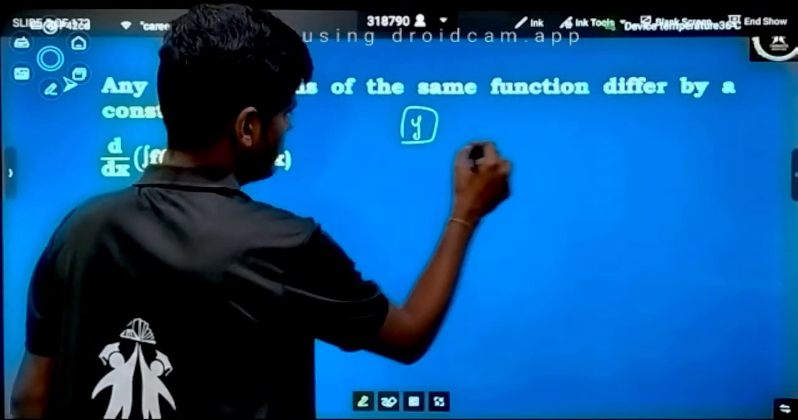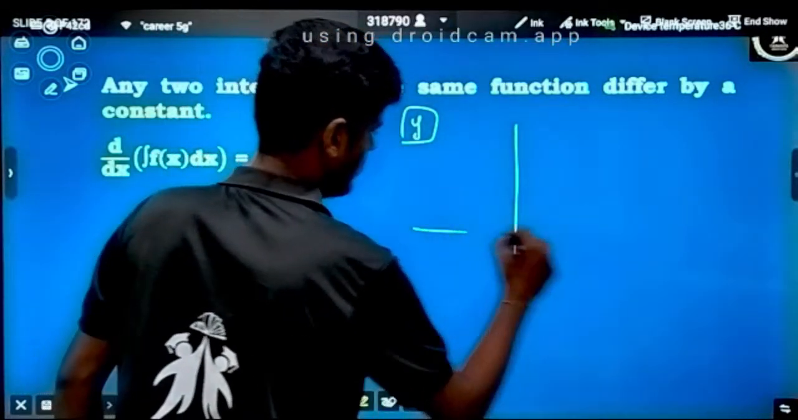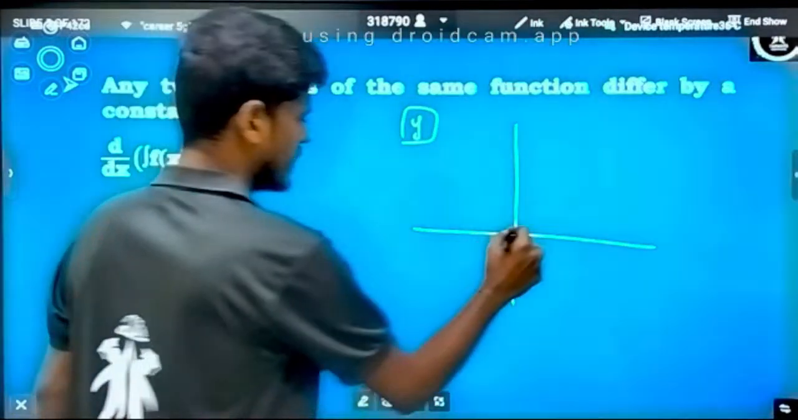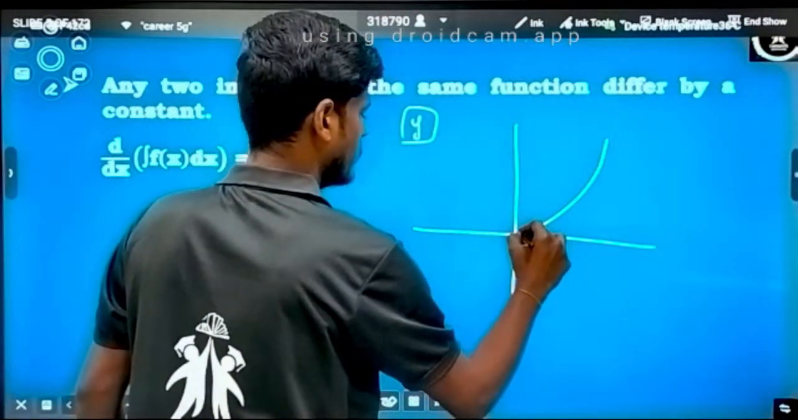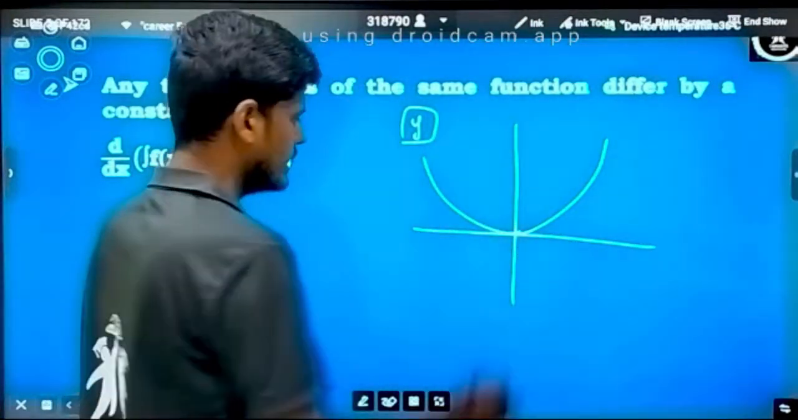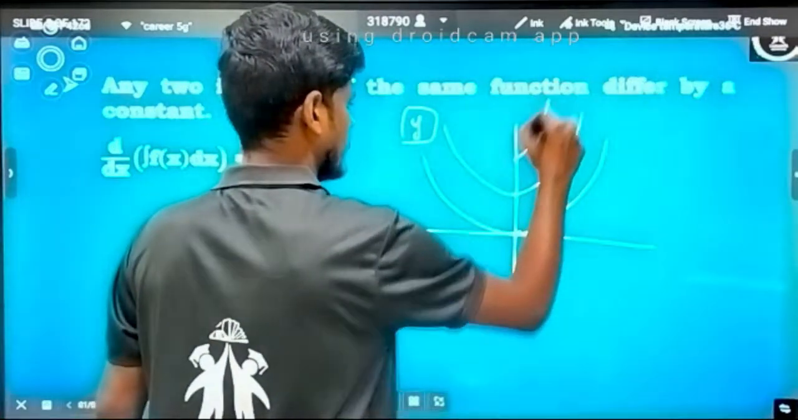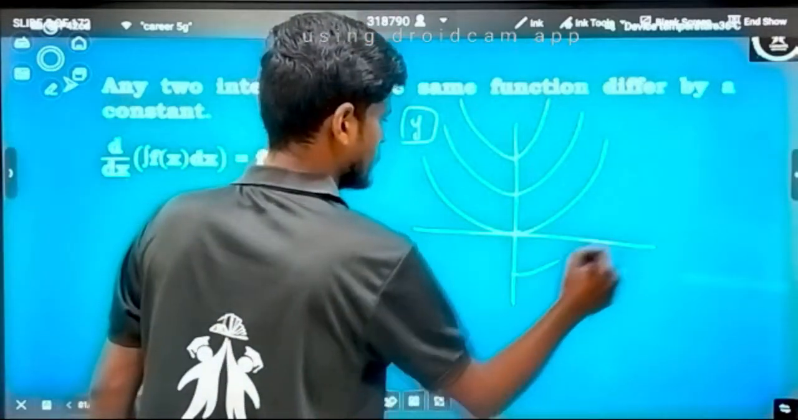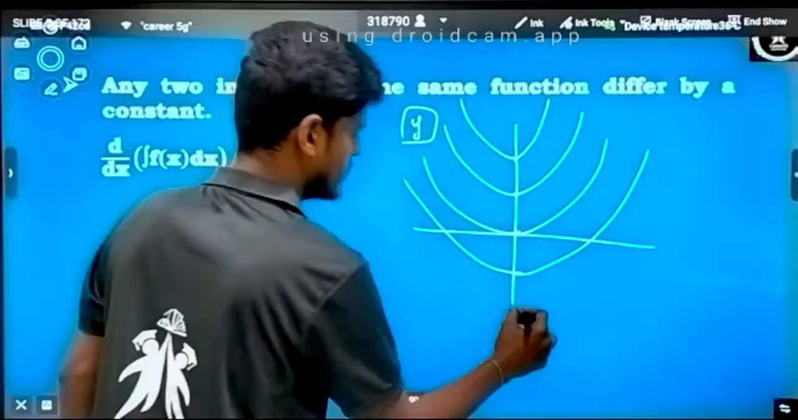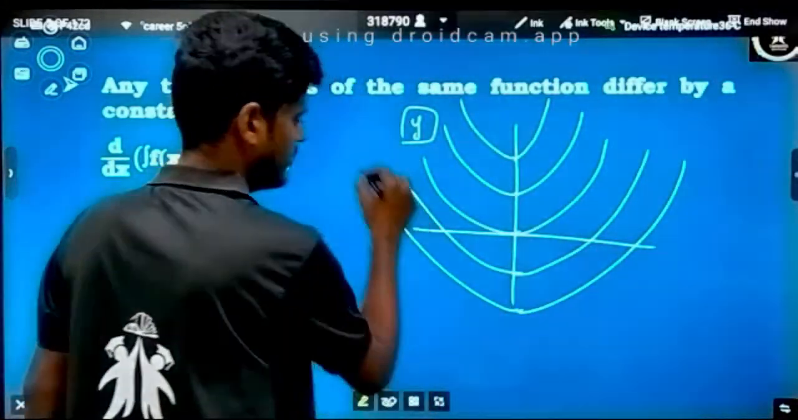let's take some function, y equal to x square. Let's draw the curve for y equal to x square. Another curve y equal to x square plus 1, x square plus 2, x square minus 1, x square minus 2.